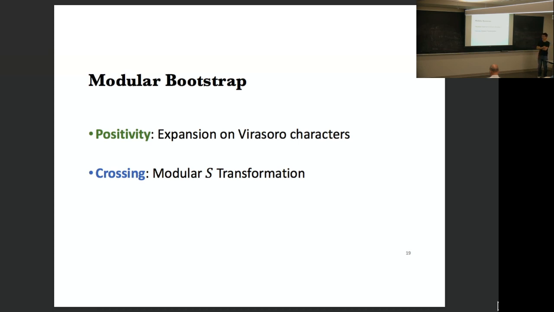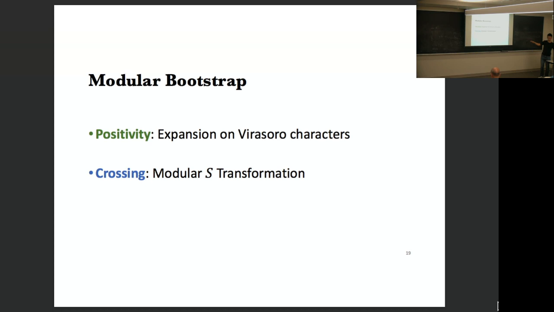That's the first ingredient. The second ingredient is that there has to be some crossing relation. Notice that this crossing is not directly the crossing of the topological lines that we just discussed. The crossing here I'm referring to is the modular S transformation of the torus partition function. In the usual four-point function bootstrap, the crossing is the equivalence of the S channel and the T channel conformal block decompositions.